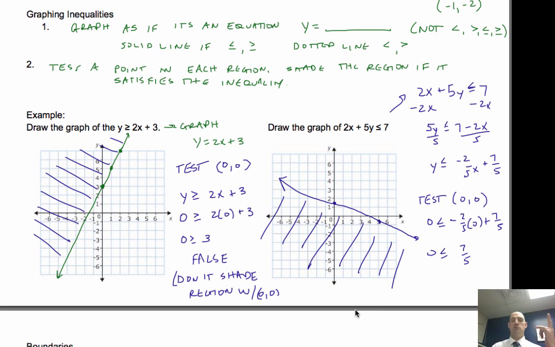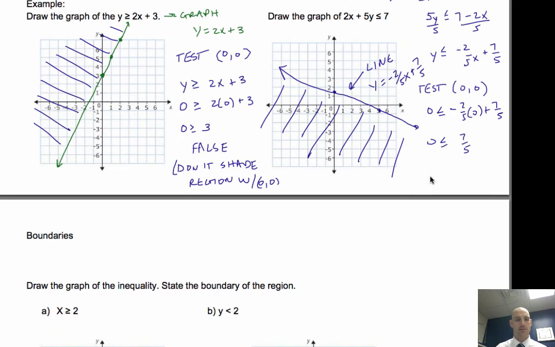Solve it for an equation, graph that equation. Okay, so what I did was I left it as less than or equal to, but then I graphed it. So this is the line y equals negative 2/5 x plus 7/5, right? And when I graph that, I have the ability to shade these regions. Okay, that's really all there is to it.